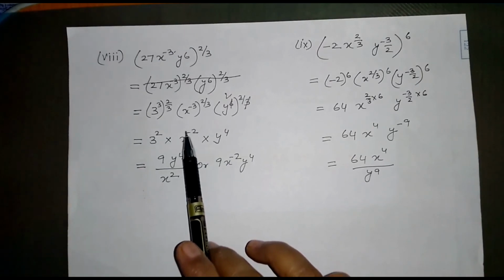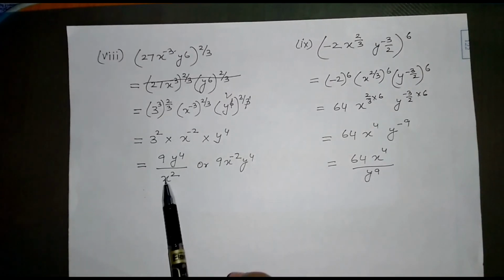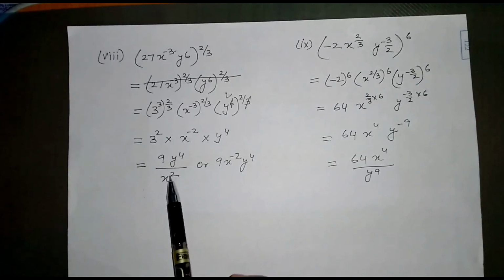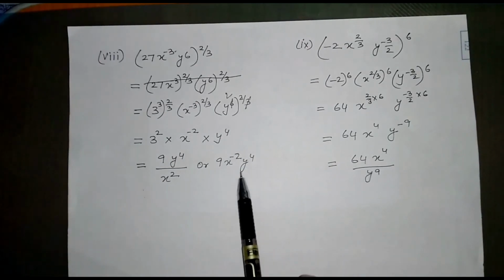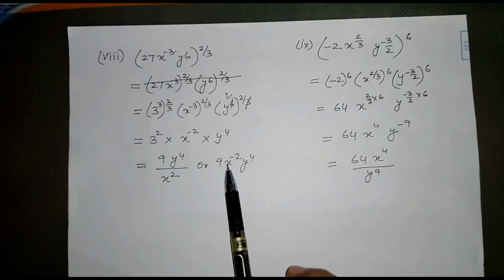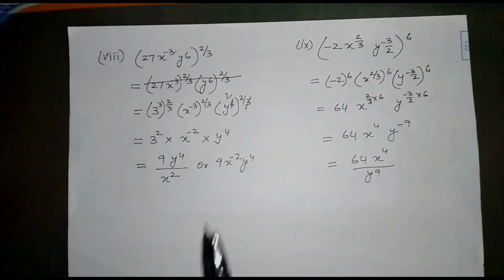If we take this in the denominator to make it positive, x square. So 9 y raised to 4 by x square, or you can write it in this way also, 9 x raised to minus 2 y raised to 4.